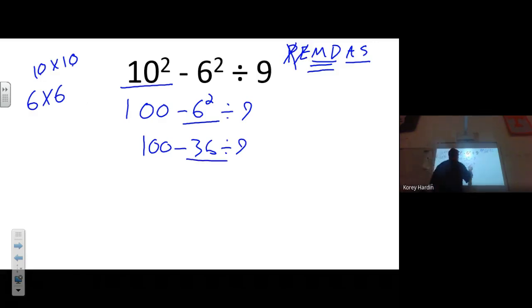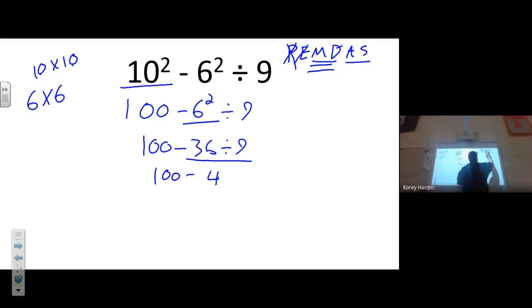All right, so I'm going to underline that. That becomes 4. So 100 minus 4. Last step, addition and subtraction. Only thing I have is subtraction, so I'm going to do 96. And that is my answer on the first problem. Make sure you have that copied down. That is a good concrete example that you can go back and look at if you are confused later. So make sure you copy that down.